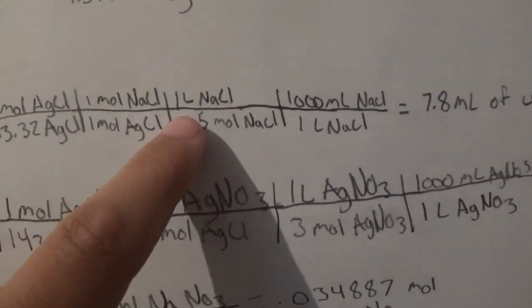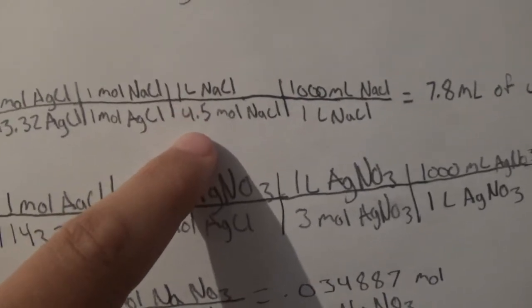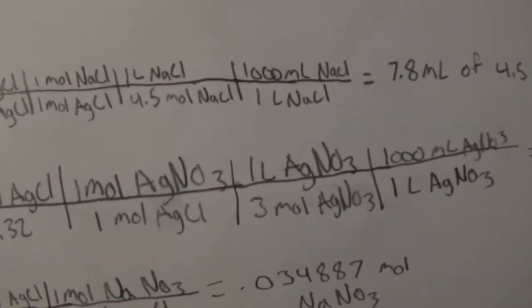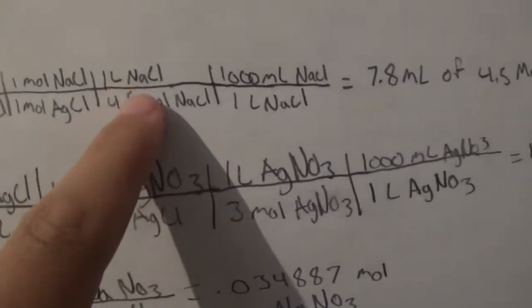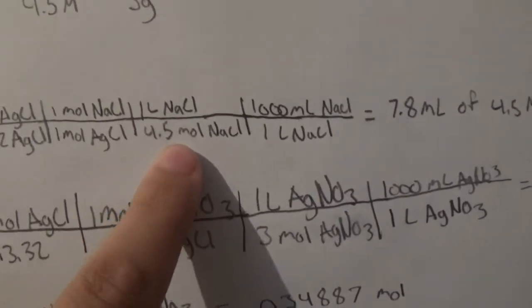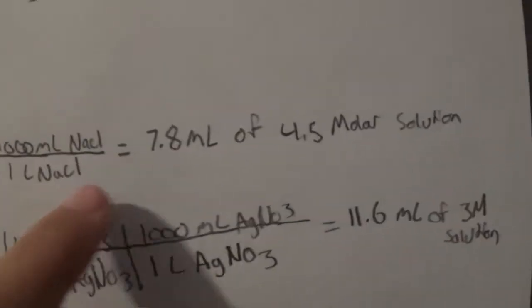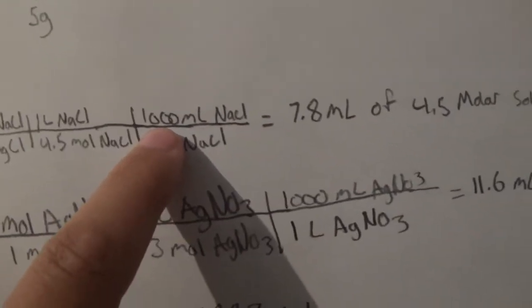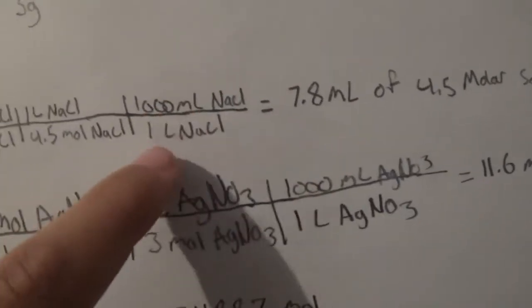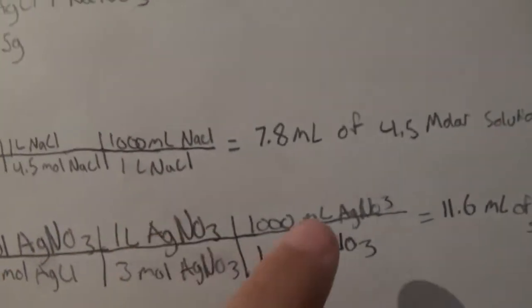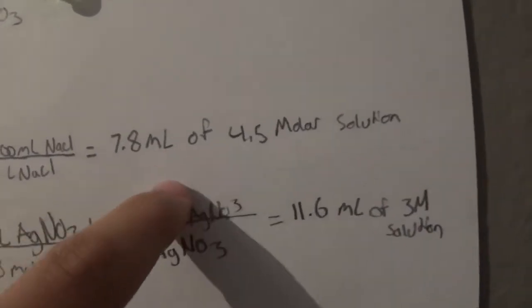Then we're going to use liters over moles, which means for every 1 liter of NaCl, there are 4.5 moles of it. And then finally, we're going to change it into milliliters, which we need over here. So we're going to use 1,000 milliliters of NaCl over 1 liter of NaCl. And that will get us 7.8 milliliters of the 4.5 molar solution.